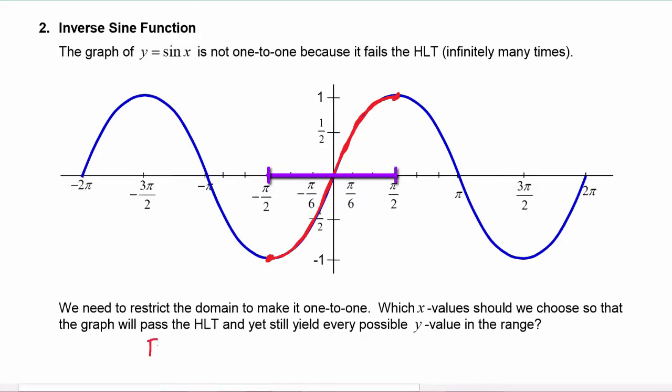So we're going to restrict the domain to be that x has to be between -π/2 and +π/2.